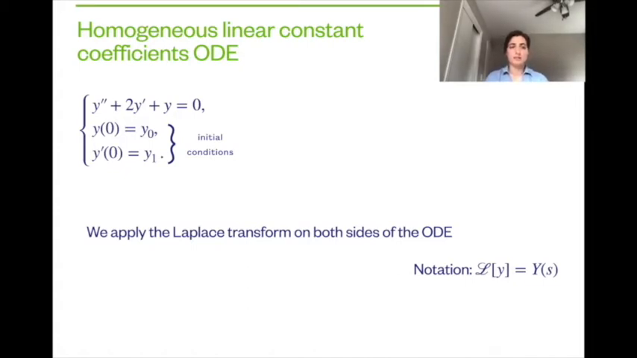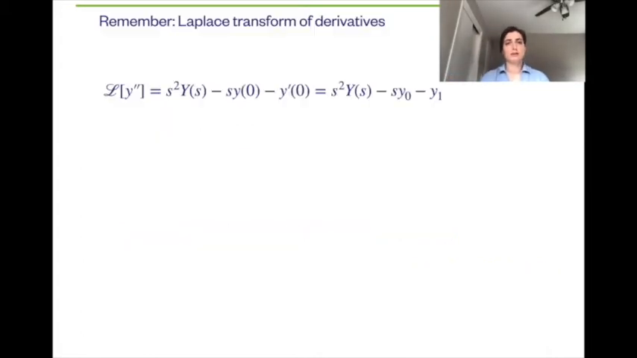So we're taking the second derivative of y plus 2y prime plus y equals 0. And we have some initial conditions on y at 0 and the first derivative of y at 0. So we apply the Laplace transform on both sides of our ODE. And to make the notation simpler, we're going to use the notation that the Laplace transform of small y is capital Y.